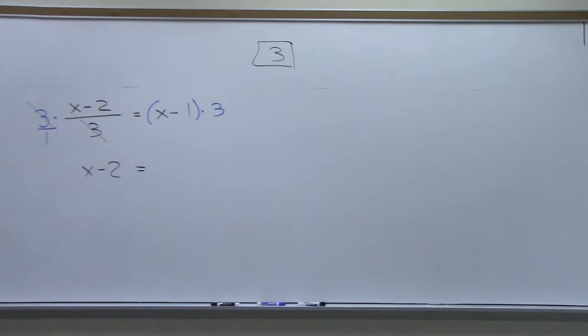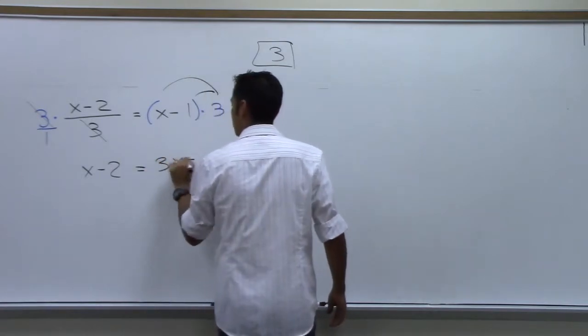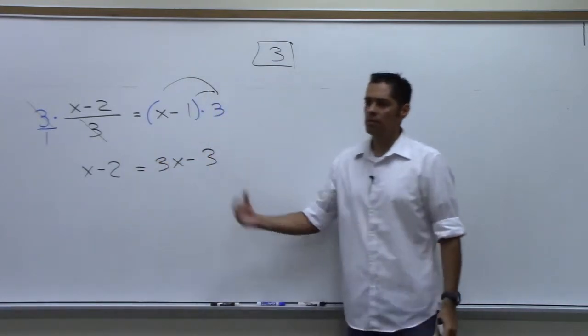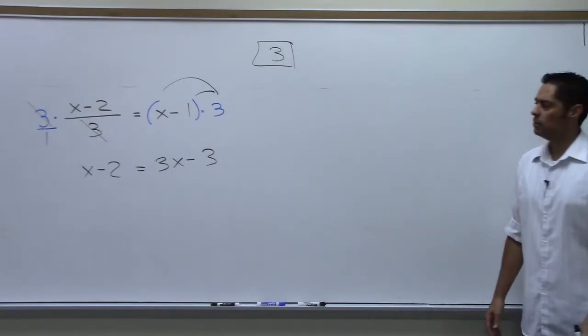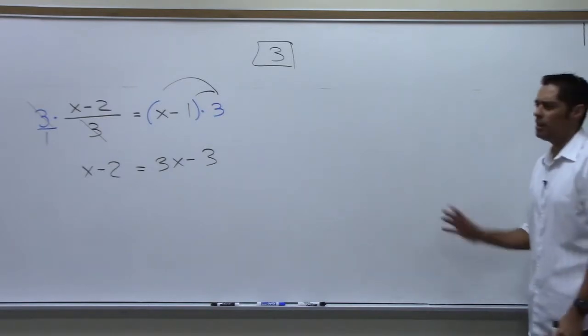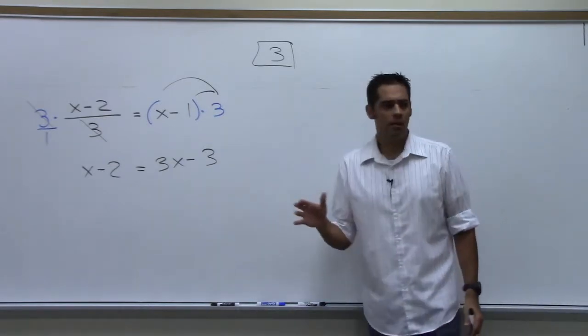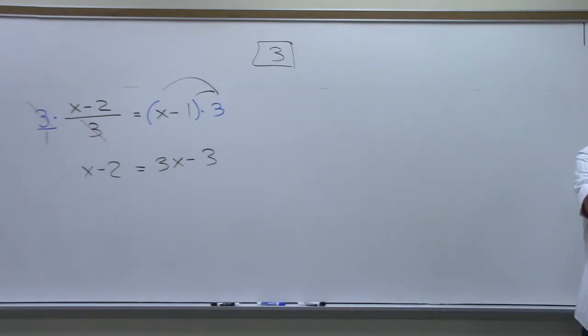Right side? 3x minus 3. So you distribute through 3x minus 3. And now this looks more like what we had before, right? Would anyone have done this any different? So I can help anyone that might have gone on a different path? No?